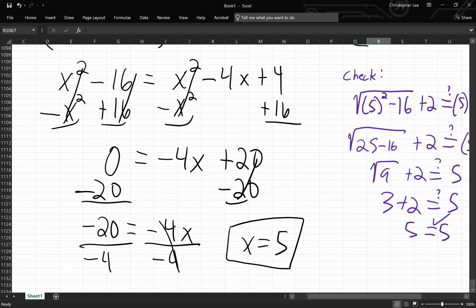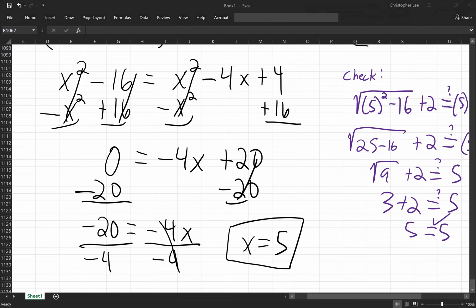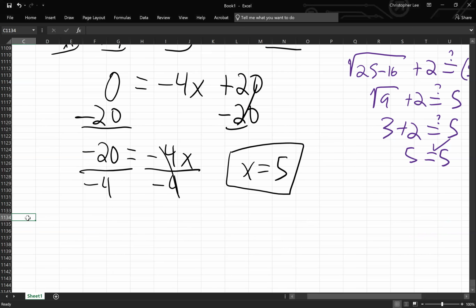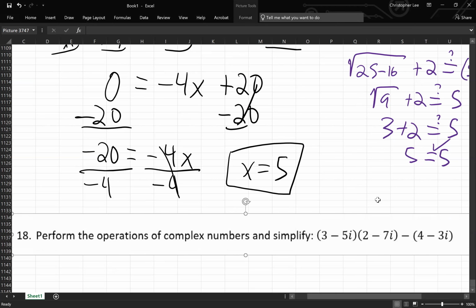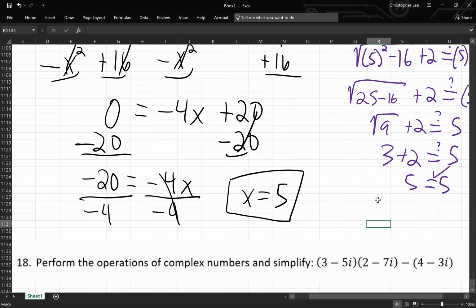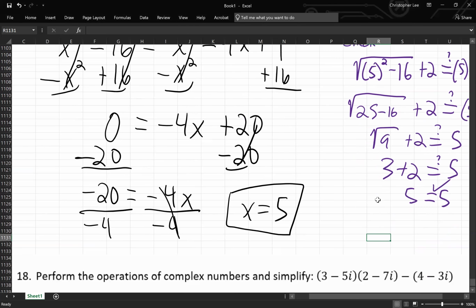All right, let's take a look at the next question. This is an oldie but a goodie. Try that out. I want to perform the operation of complex numbers and simplify. Distribute, combine like terms, all that good stuff.